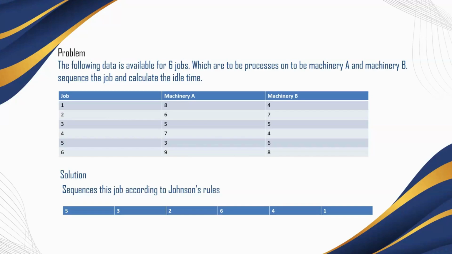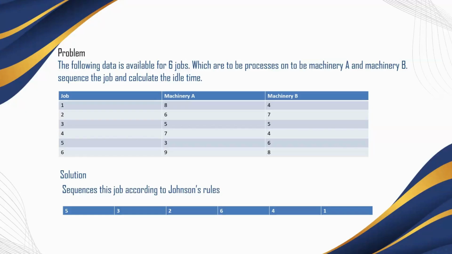First, we will sequence the jobs according to Johnson's rule. We will see whichever is the lowest minimum number, starting from the first and the end. We will do that from machine A. Whichever is the lower number from machine A, we will put at the starting point, and whichever is the lower minimum number from machine B, we will put from the ending side.